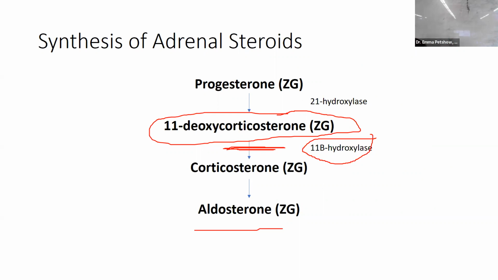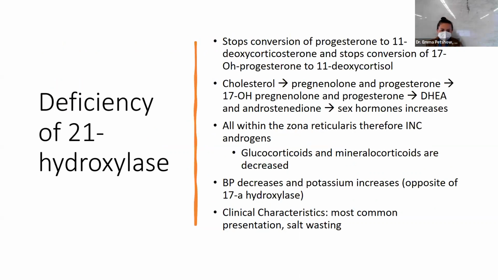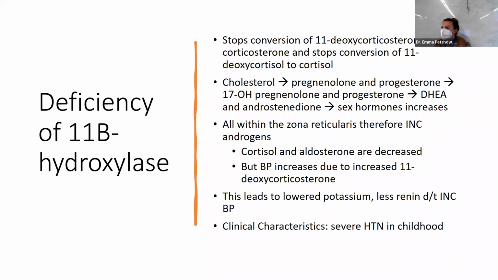And that's the biggest difference between 21 hydroxylase deficiency, which has a low BP and an increase in potassium, versus 11 beta hydroxylase deficiency, which has a high BP and a low potassium. And it's all because you still have some aldosterone-like effects from that 11-deoxycorticosterone. It's not the same as aldosterone, so it's not going to do the exact same thing, but that's why you see an increase in blood pressure.